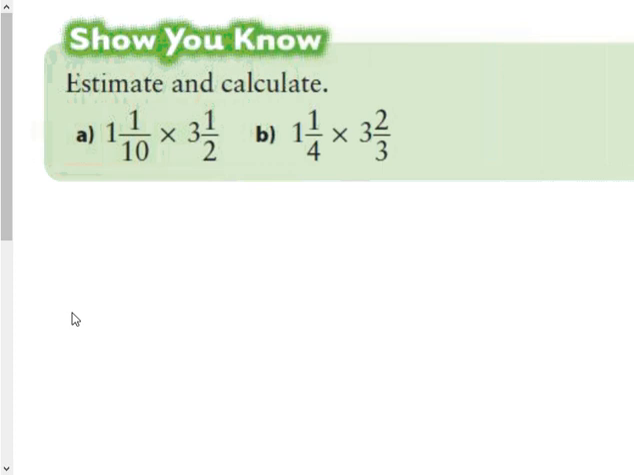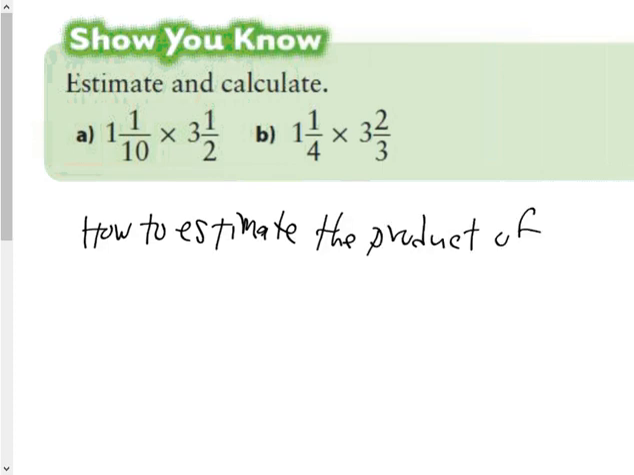Okay, this is a quick video from section 6.4. Today we're going to learn how to estimate the product of two mixed fractions. How do we do that? So we have two examples here of the product of two mixed fractions.